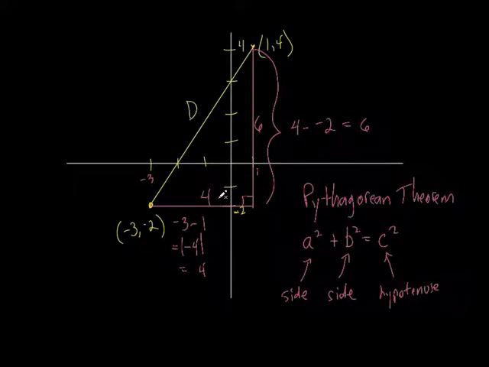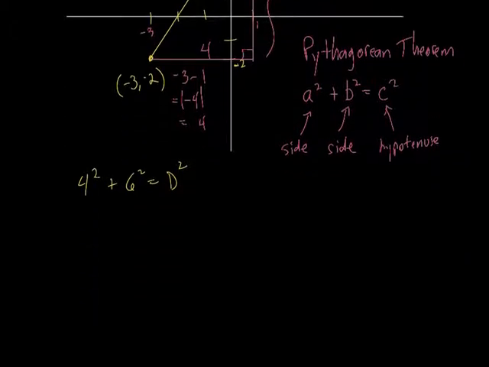Now, what do we know? We know the two sides, don't we? We know this is 4, and we know this is what? 6. It doesn't matter which one's A and B. And the C is going to be this D for distance. So let's write it out. It's going to be 4 squared plus what? 6 squared equals D squared. You could call it C, but I call it D. Why did I call it D? Distance, right.